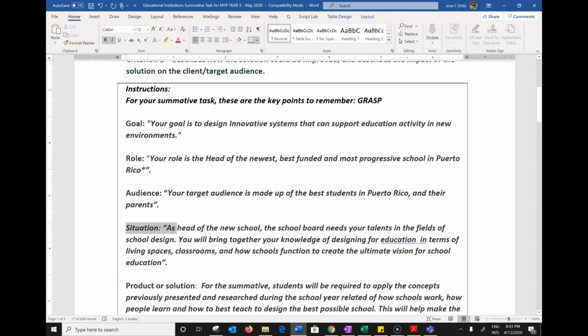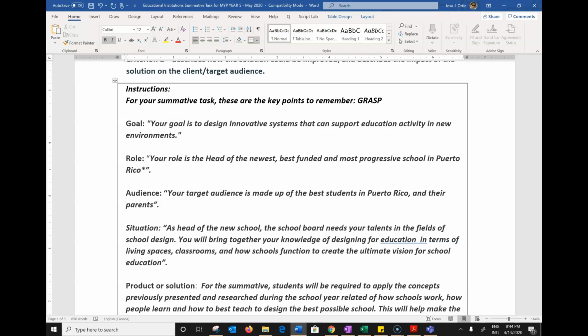The situation that you are presently in, this is where you are right now. As head of the new school, the school board needs your talents in the fields of school design. You will bring together your knowledge of designing for education in terms of living spaces, classrooms, and how schools function to create the ultimate vision for school education. What we're aiming for is that you bring together everything that you've learned and everything we've discussed since the beginning of the year in such an efficient manner.